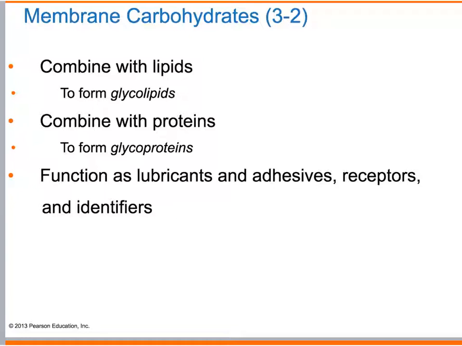Membrane carbohydrates will combine with lipids to form glycolipids and with proteins to form glycoproteins. These can function as lubricants, adhesives, receptors, and identifiers.